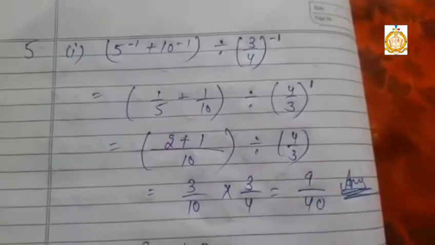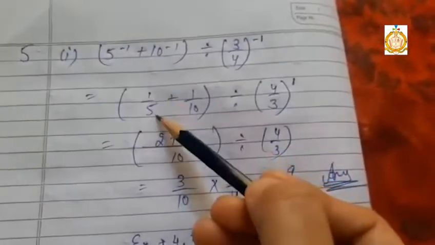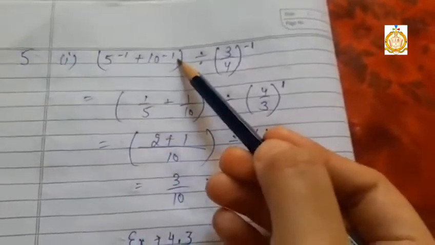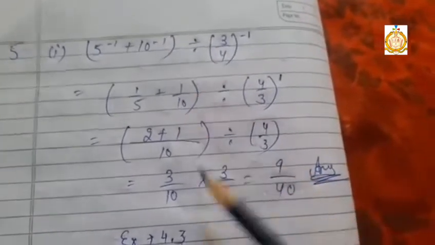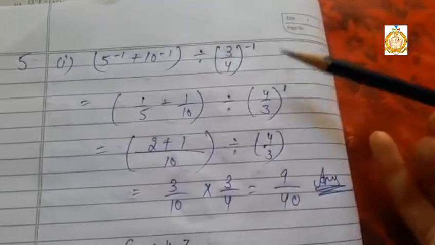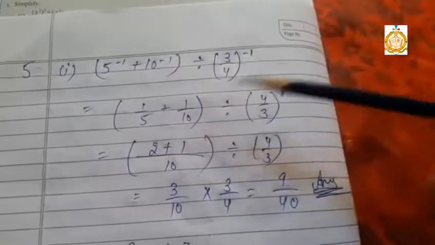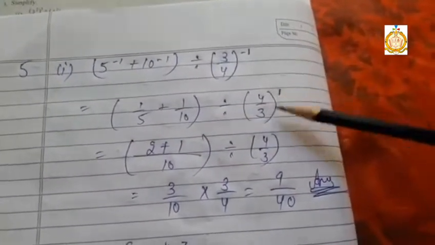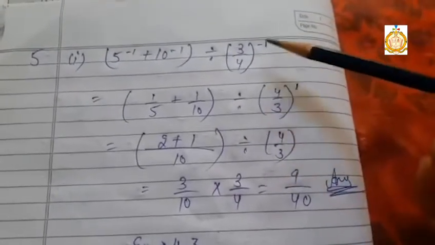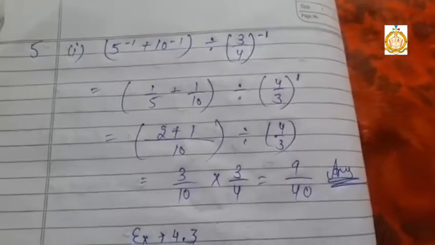Now firstly we will solve the brackets. 5 raised to power minus 1 can be written as 1 upon 5. Here the power of 5 is 1. And again 10 raised to power minus 1 can be written as 1 upon 10. And here to make the power positive, we can take the reciprocal of this term. Here we also take the reciprocal and make the power positive. So taking the reciprocal, 3 by 4 becomes 4 by 3 raised to power 1.